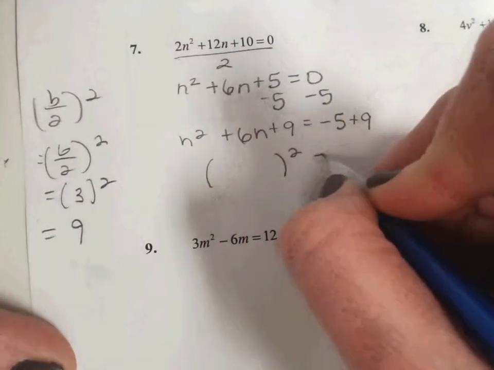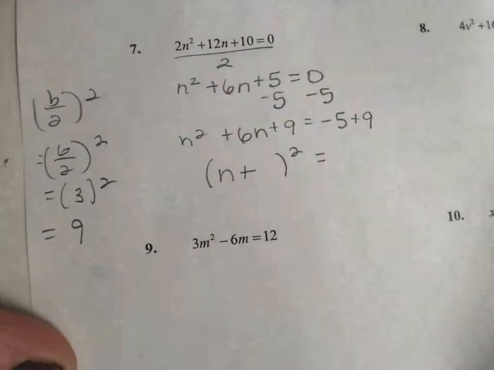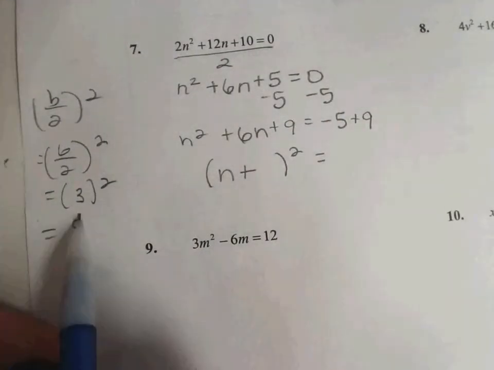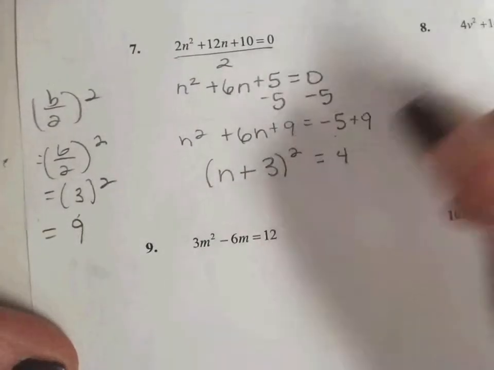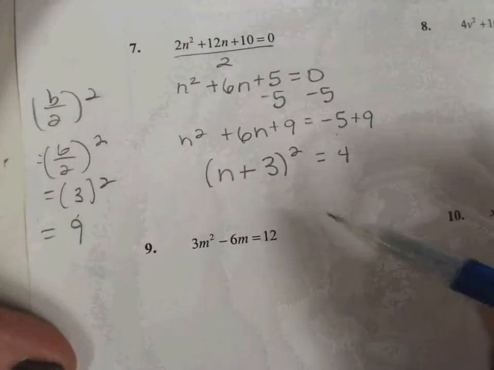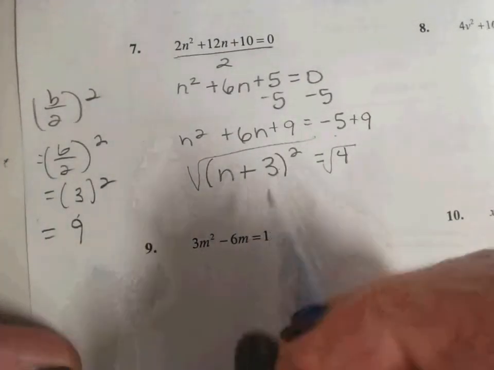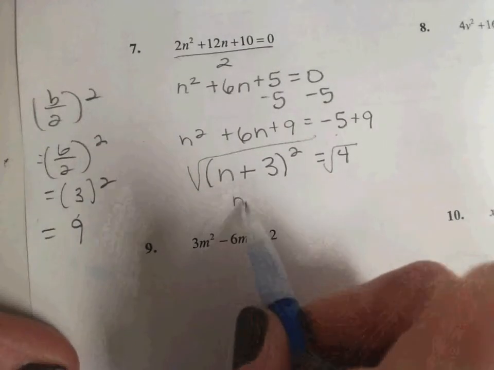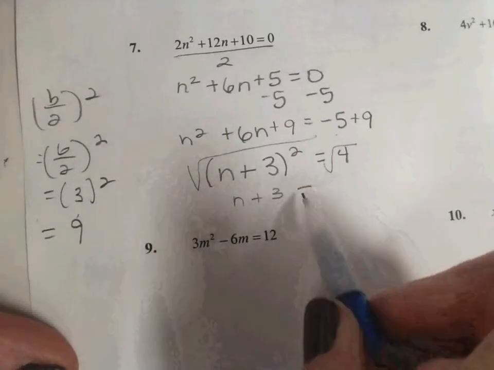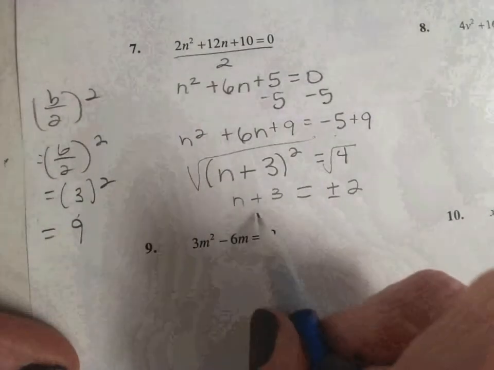And now we can write our perfect square binomial. N plus, what goes there? The b divided by 2 value, the 3. And negative 5 plus 9 is 4. We're not finished. We would solve from here. But for the sake of our new skill, we've gotten as far as what is brand new. So I'll just finish this one off so we don't forget how to solve from this point.